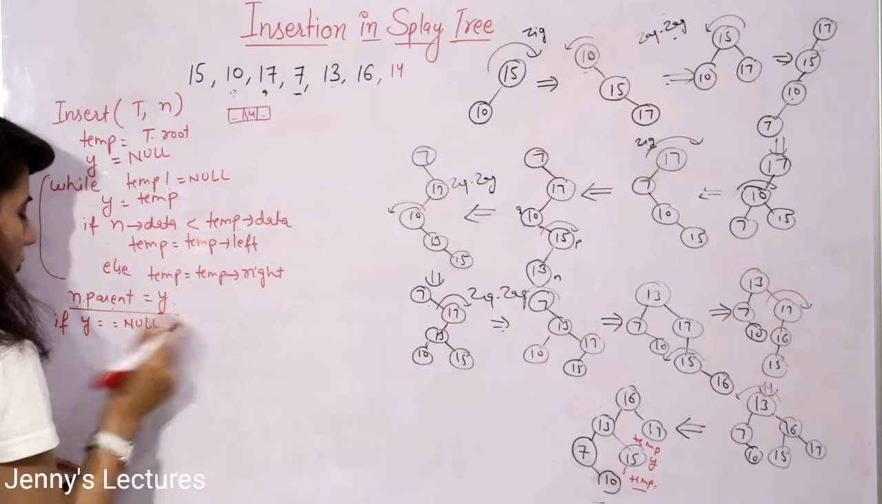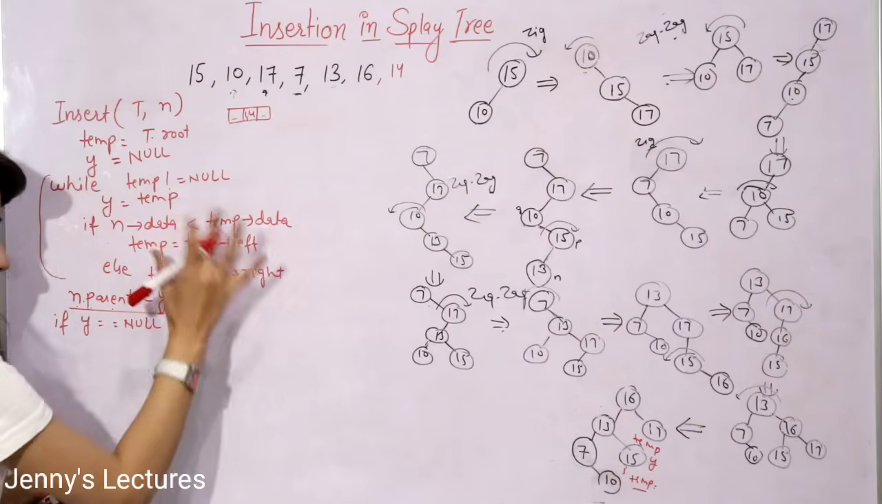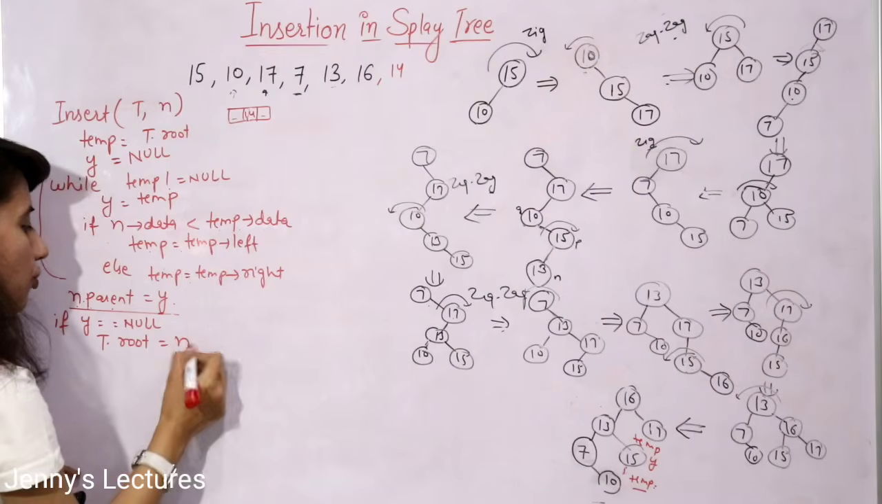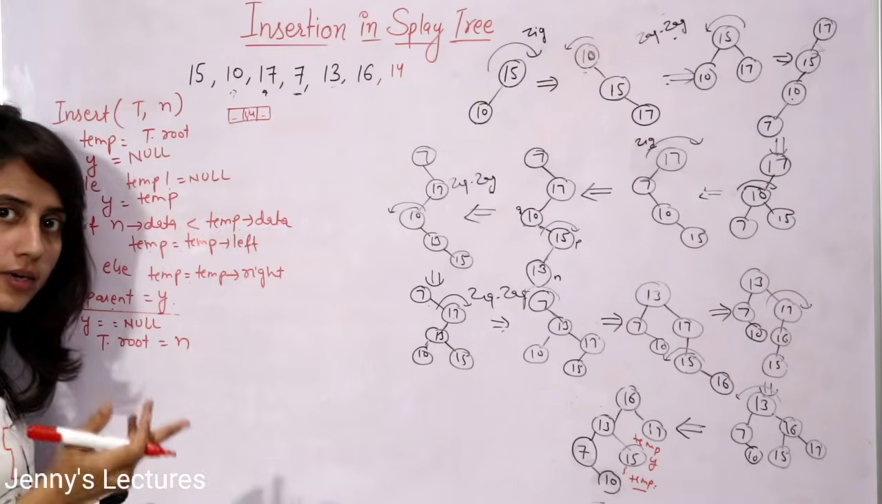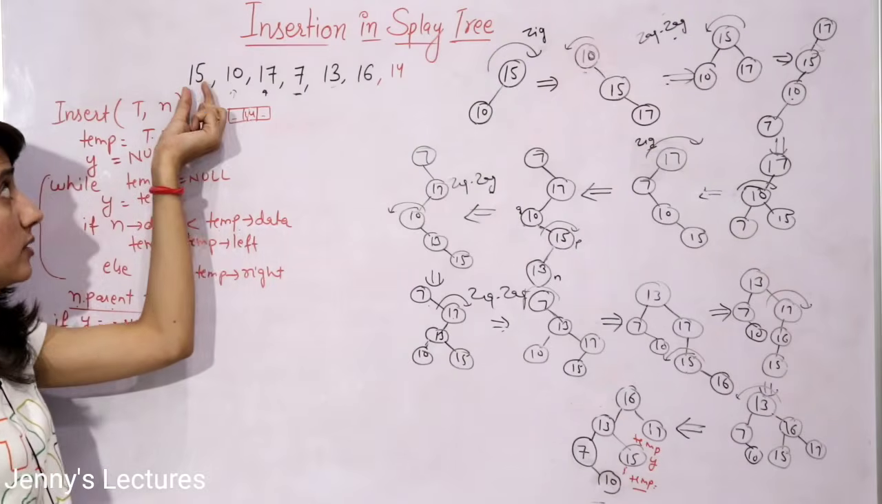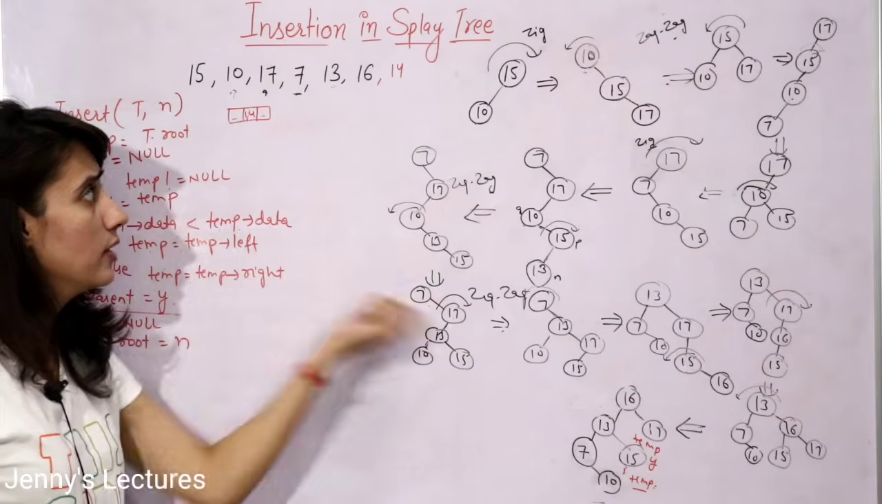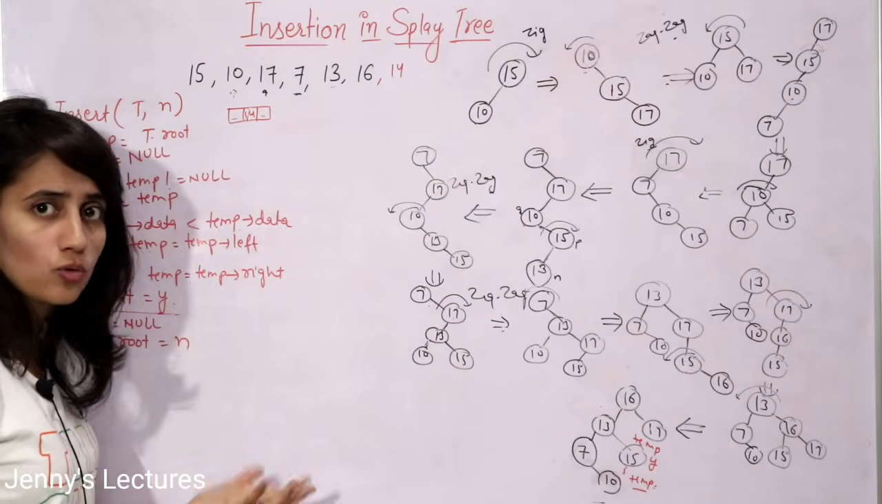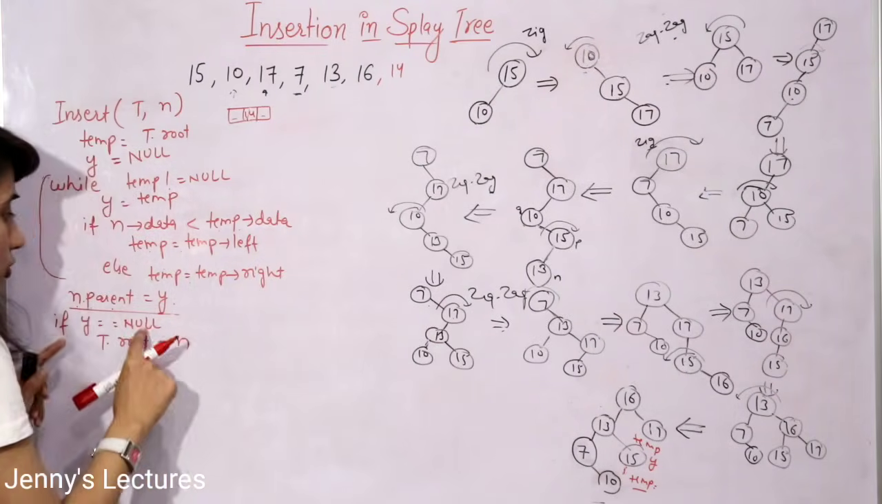So here you will check if still y is equal to null. After checking this, then we will set t of root would be n, right? Only one element we have, that is this one, that is this case 15 case. Initially the tree was empty, so we will insert 15, so 15 would be root, right? No splaying would be done if y is not null.